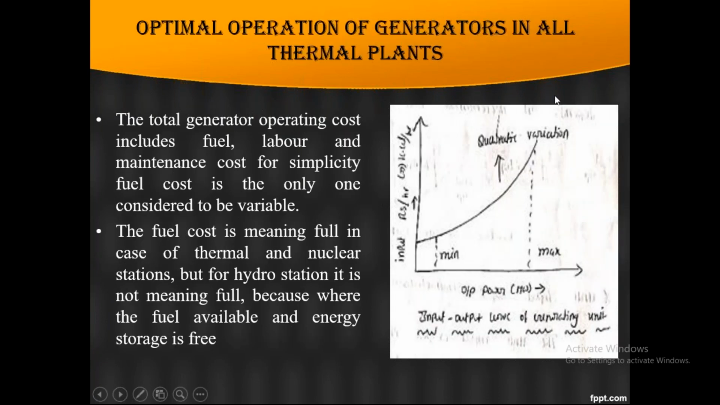Next one: optimal operation of generating thermal units. I already said that optimal is nothing but a better way with low cost. What is the meaning of this heading, optimal operation of generating thermal plants? Suppose you have to schedule 3 units in a power plant. You have to know the performance of each unit. Only then can you schedule which one has to deliver more load and which one has to deliver less load. So based on the performance, you can schedule that.